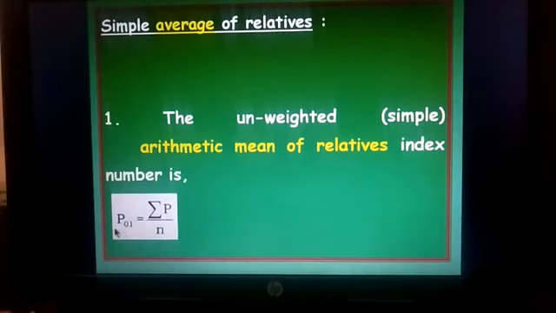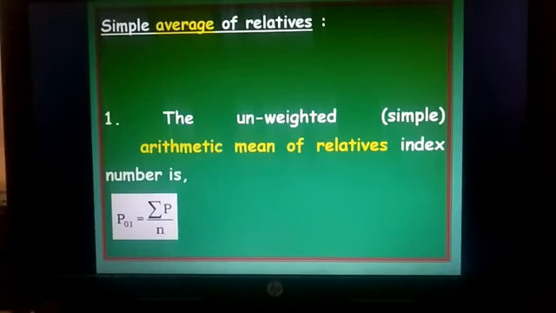That is P01, price in current year as compared to base year, is equal to sum of P divided by N. Usually X bar, the arithmetic mean, we know is sum of X divided by N when X is considered as a variable. Here P is considered as a variable just because it is a price index number. That's why it is sum of P divided by N.